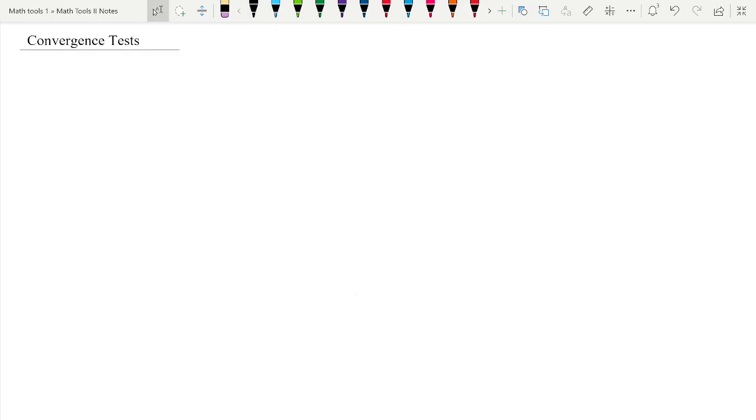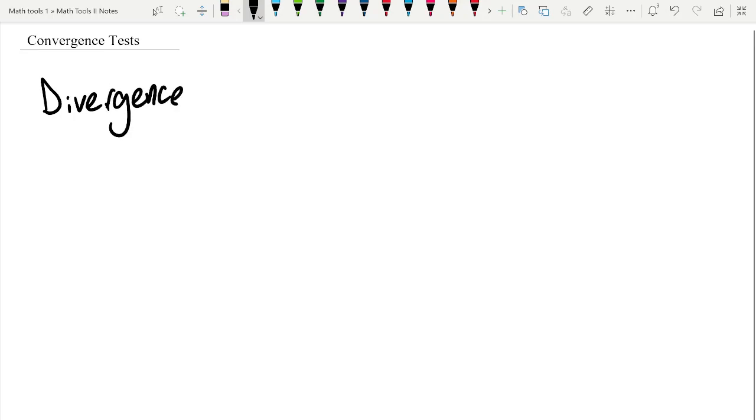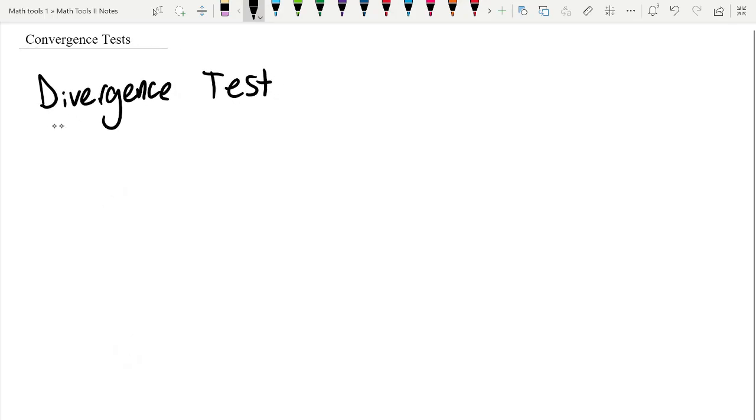So let's go ahead and look at our first one, which is actually called the divergence test. So kind of the opposite of this. Okay, so this one is not actually testing for convergence. This one is testing whether or not something diverges, which is also helpful because if it diverges, that tells us it doesn't converge.